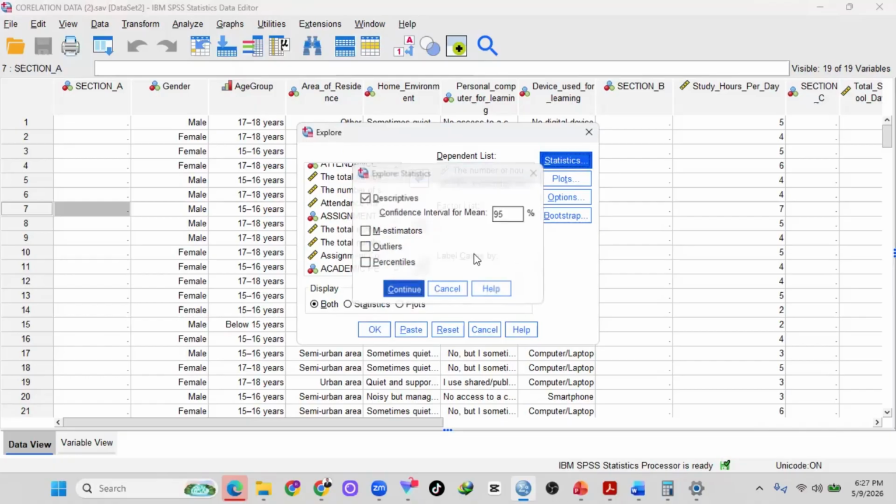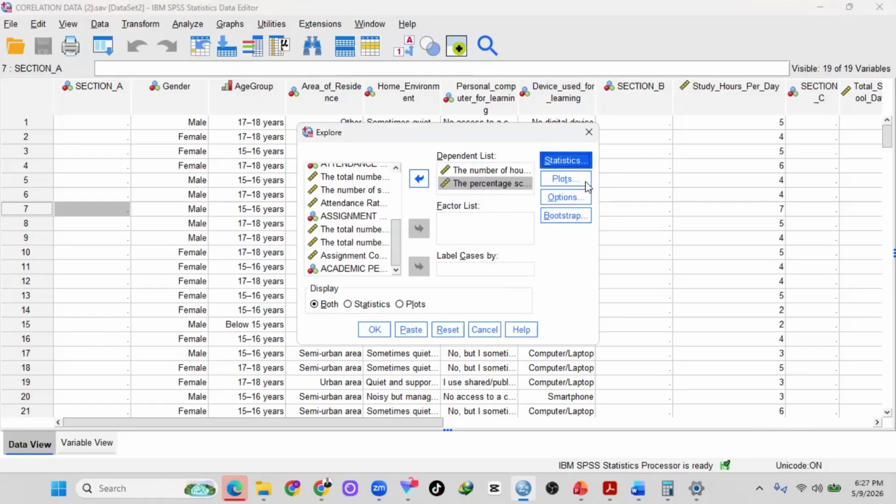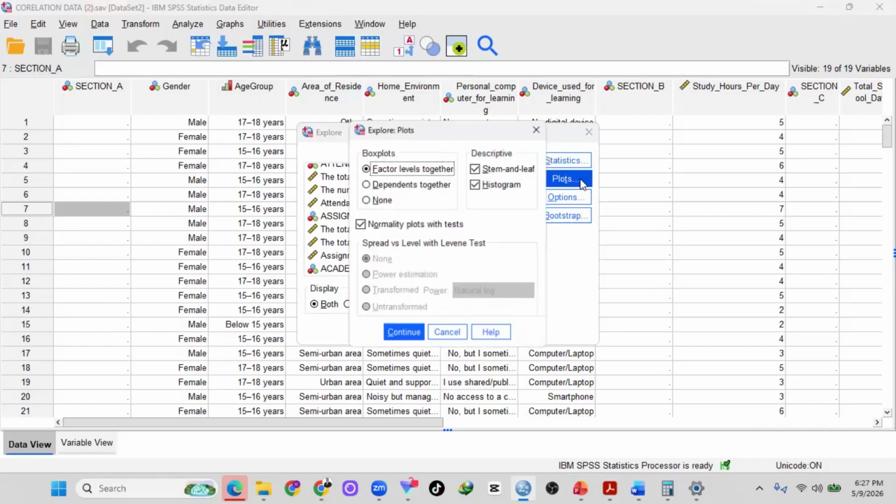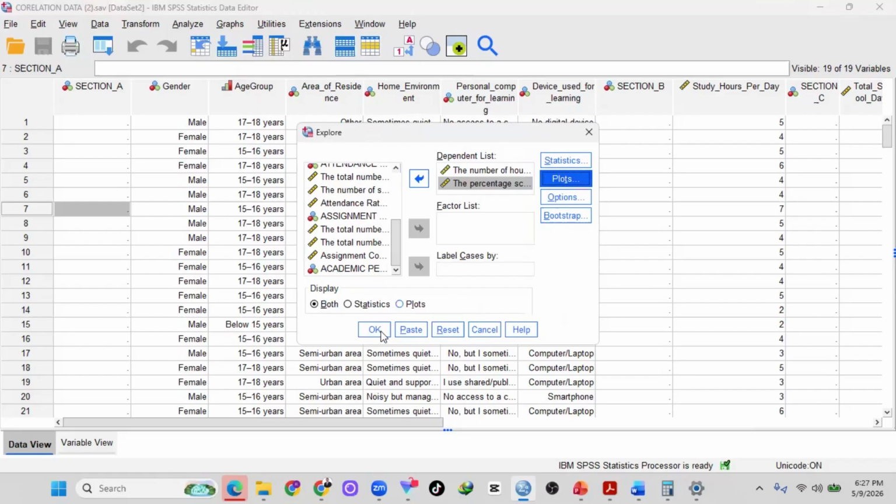Can have it anyway. And then I can come here to plots. So when I come to plots, I need to get a normality plot, okay? You can see that we can get some normality plots with tests, and this is going to give us that data, okay? We can also generate a histogram. Histogram is here. It is that graph that is going to show us how the data actually looks like. So I can click continue, and I click OK.